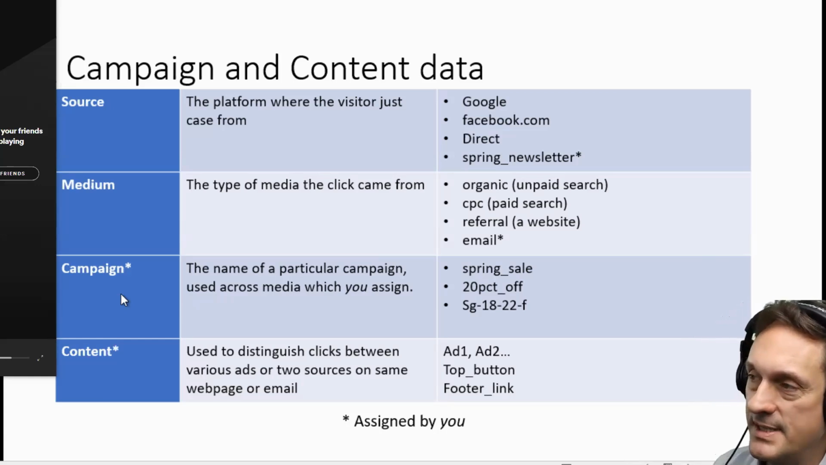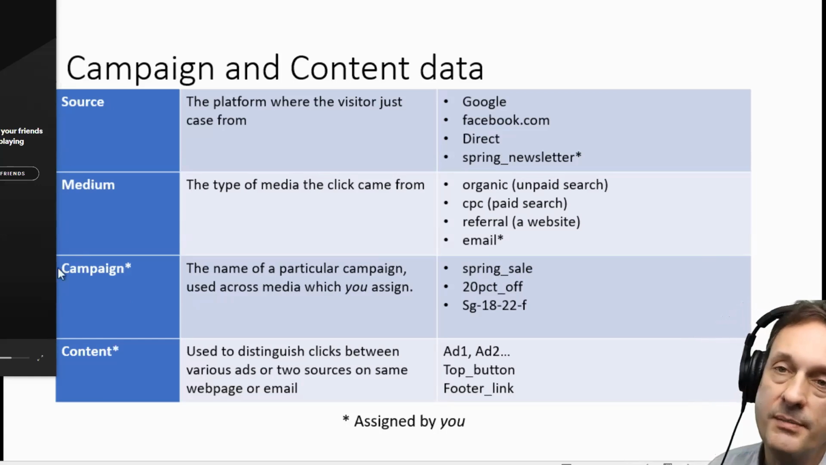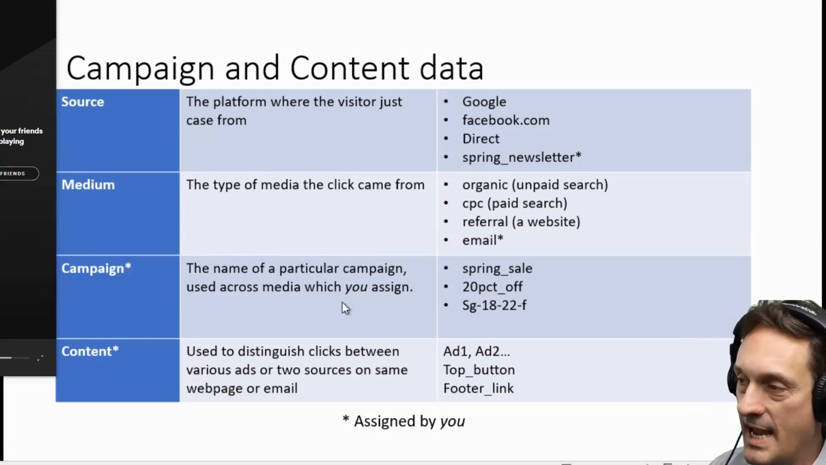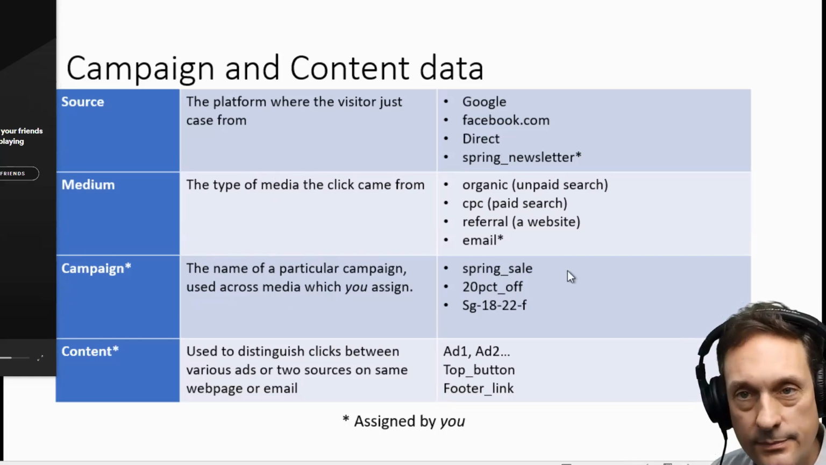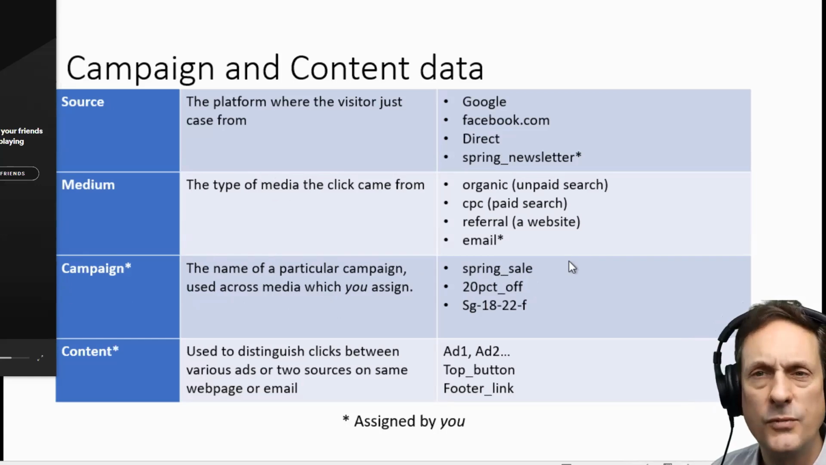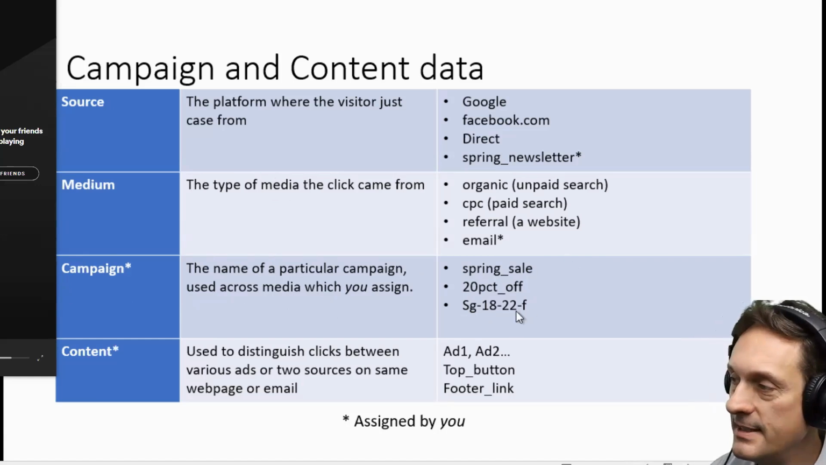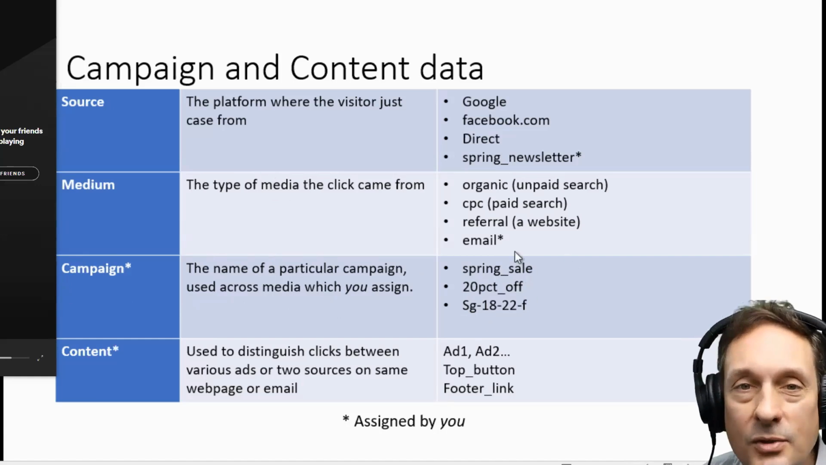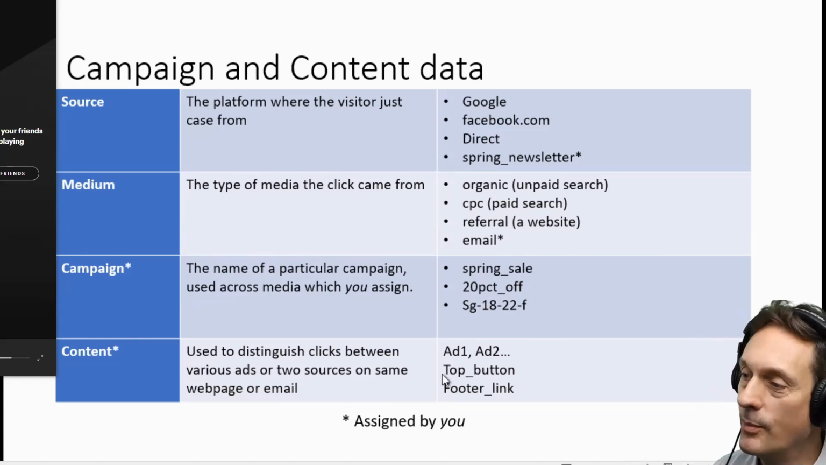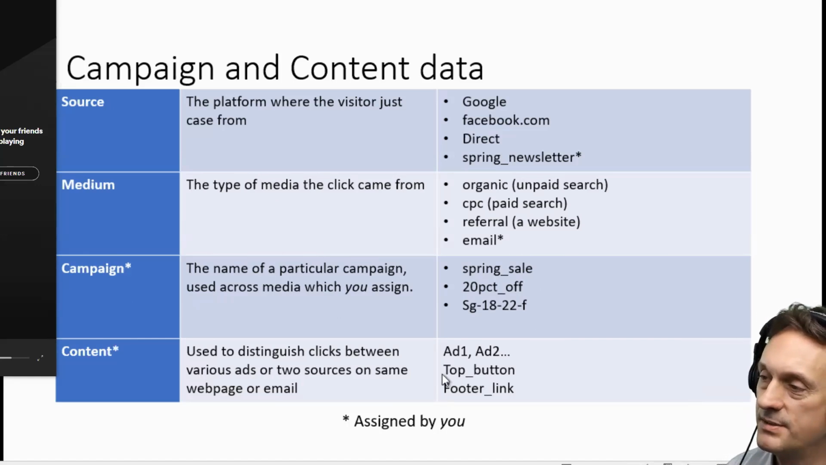But just to make sure you understand, Google will figure out the source and the medium. It figures out where your click is from. You have to say which campaign it is. Was it the spring sale? Was it the 20% off? Was it the McFlurry? Was it the seaweed shaker fries? Was it Singapore 18 to 22 female? You have to tell Google, otherwise they don't know. And then you can also say what ad it's from, although I have to say that's not normally very important. That's more just to be complete.